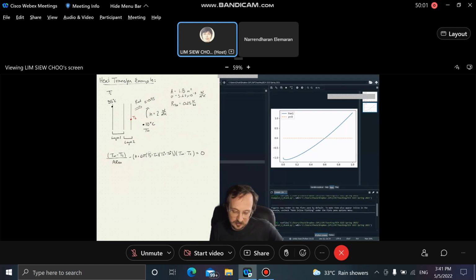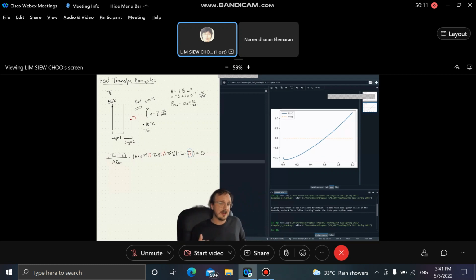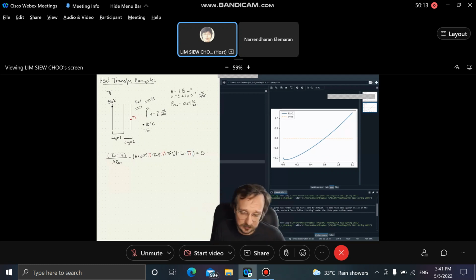So you can see that this is in red. You see surface temperature here, here, and here. So how do you solve for the surface temperature? We can't do this analytically like we do a lot of problems. So let's do it numerically.